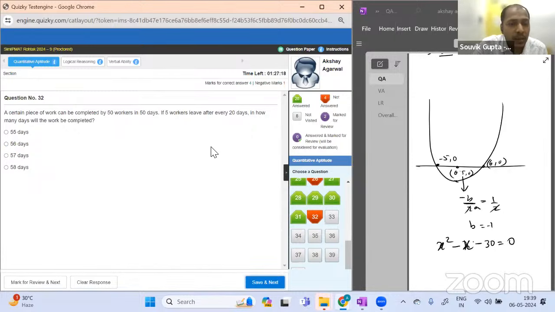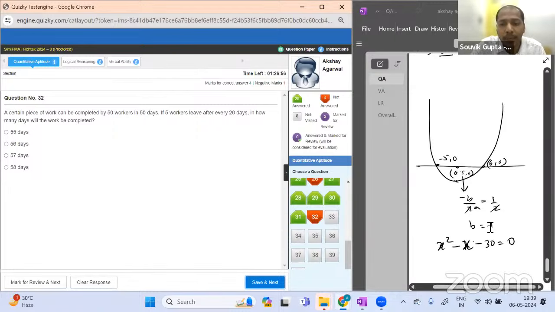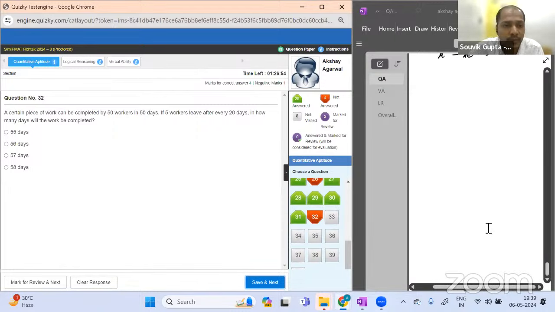A certain piece of work can be completed by 50 workers in 50 days. Okay, so the work is 2,500. 5 workers leave the work every 20 days. In how many days will the work be completed?